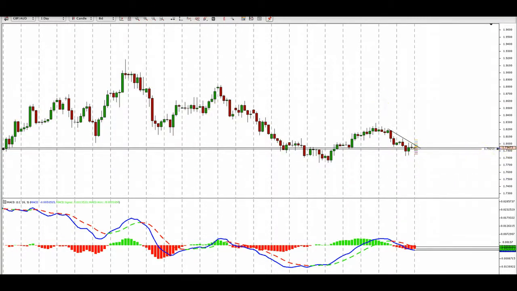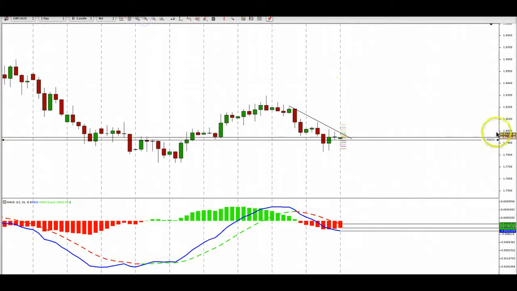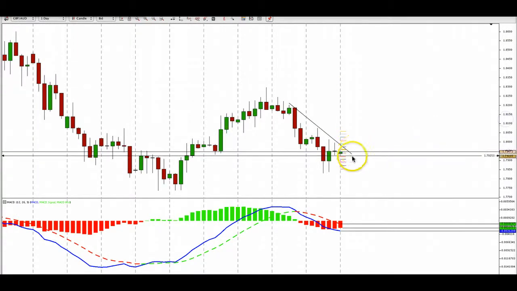And on a daily chart, price is below the central pivot point, which is not great. I'd like to see price above. I'm just concerned about this level of resistance up here.